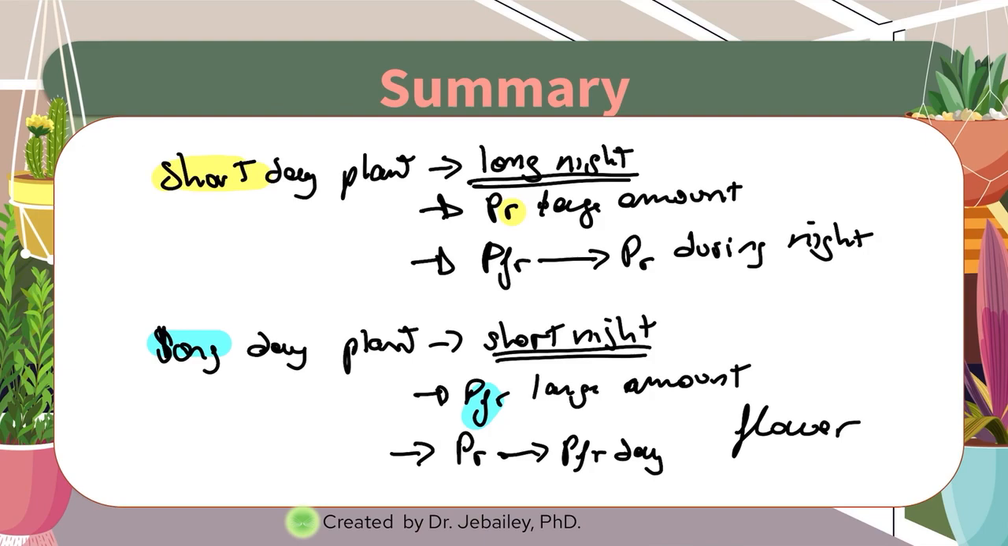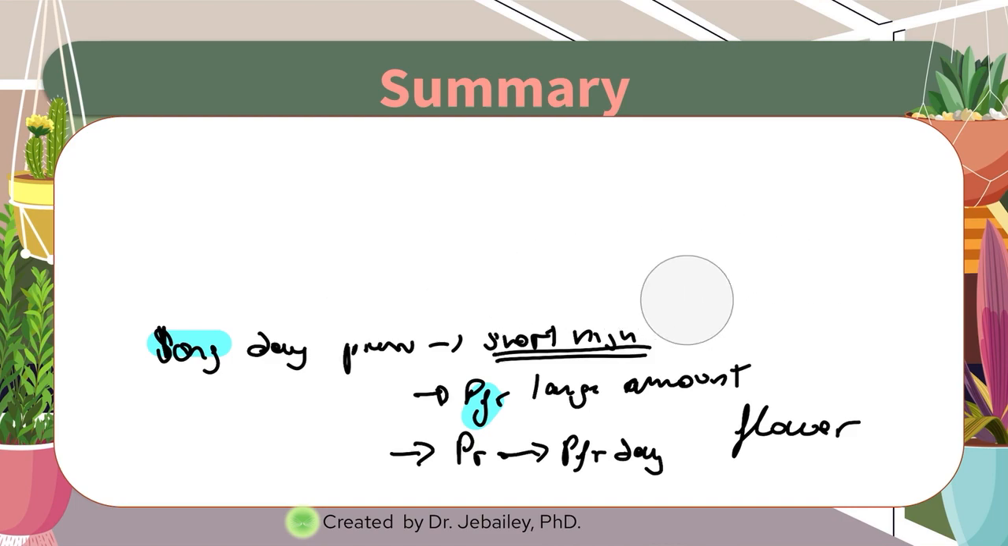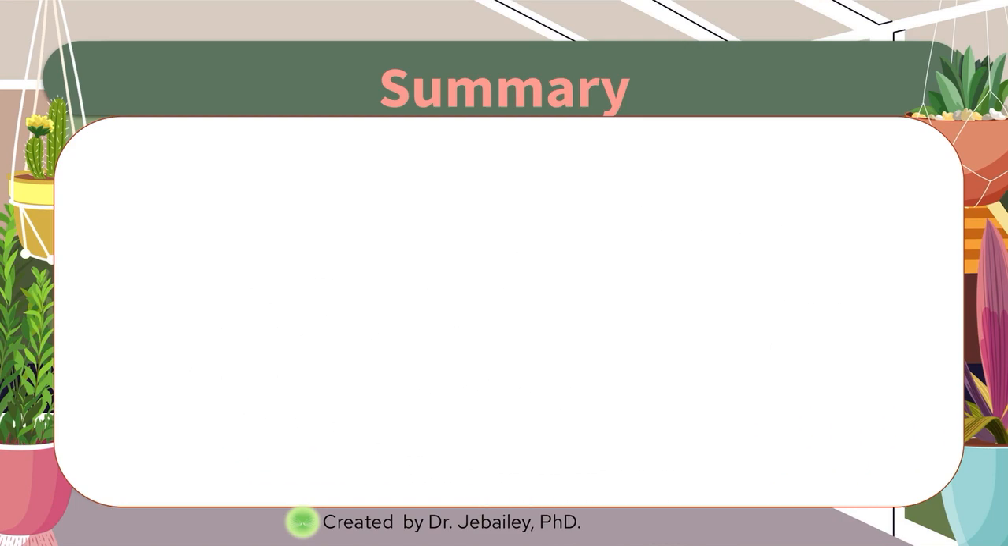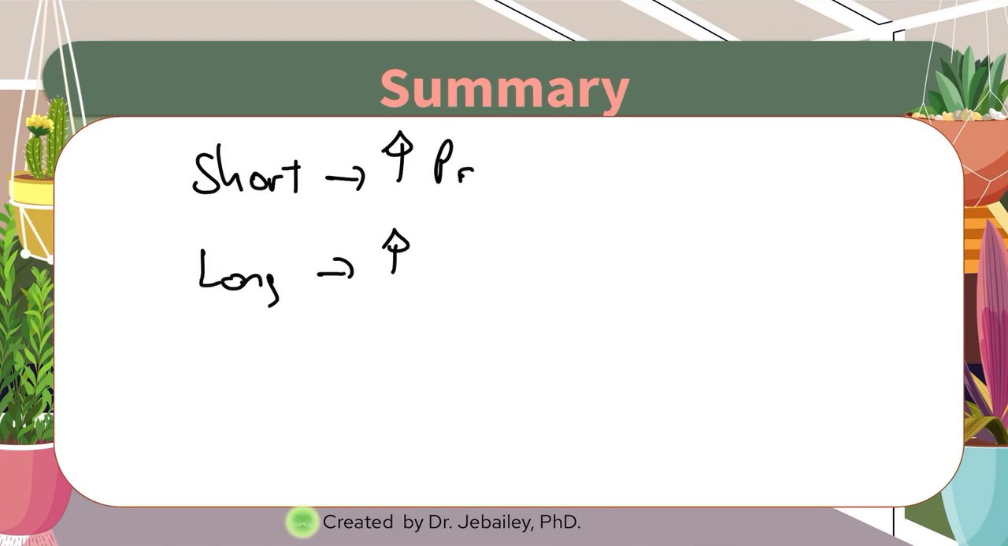So making a quick summary again, you can stop this and copy, and then I will erase this and make it even more straightforward. Just think of it this way. Short wants a lot of, in this case, PR, and the long always wants a lot of PFR to flower. That's straight up. And what's the most critical thing here is the night.